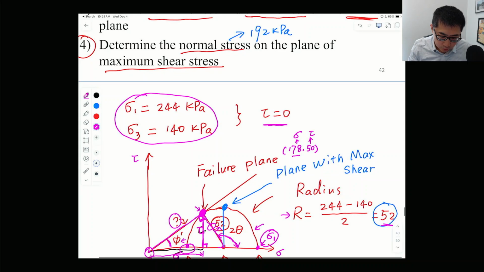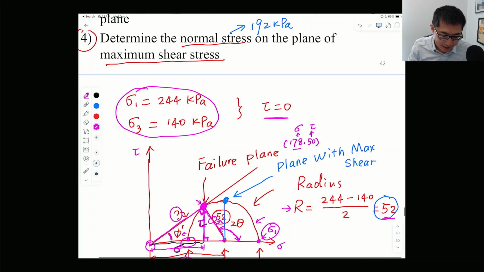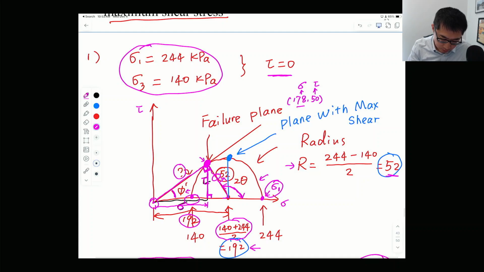So the last one is the normal stress on the plane of maximum shear stress. If you look at this Mohr circle over here, the point with the maximum shear stress is basically the point right above the center, and this point represents the plane with the maximum shear. The normal stress is going to be the same as the center of the circle, which is 192. We already calculated that.